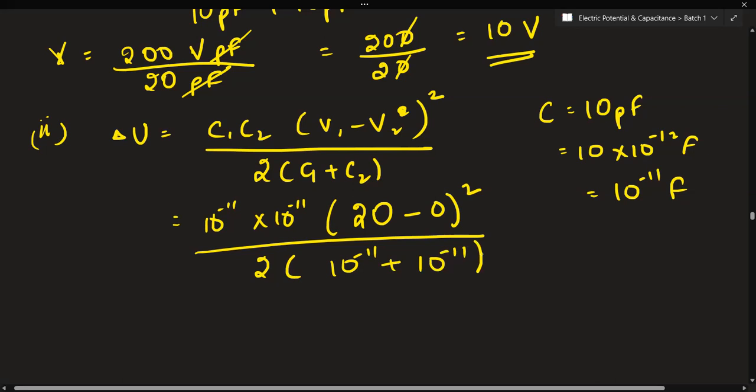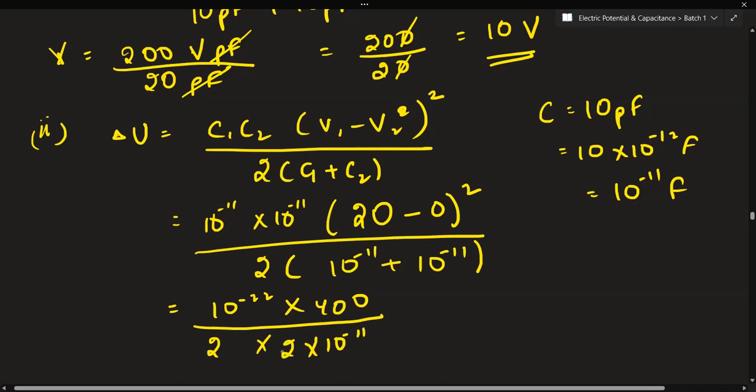So this becomes what? 10 to the power minus 22 into 20 square becomes 400, divided by 2 into (10 to the power minus 11 plus 10 to the power minus 11), which can be written as 2 into 2 into 10 to the power minus 11. So what's your final answer? 2 gives 200. This 2 gives 100. So 10 to the power minus 11 and 10 to the power 2, that gives 10 to the power minus 9 joules. This much of energy has been lost. All right, so all those who haven't written it, note it down.